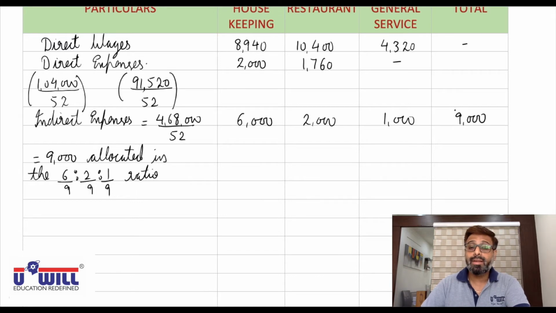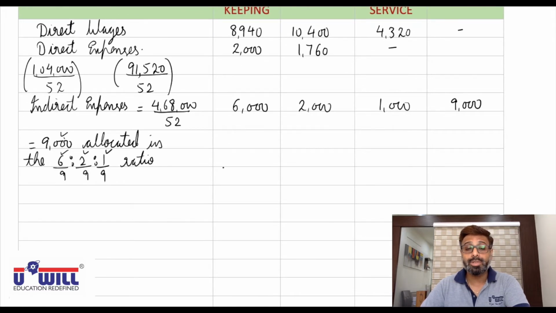I repeat, 9,000 in the ratio of 6:2:1. So 9,000 into 6/9, 6,000. 9,000 into 2/9, 2,000. And 9,000 into 1/9, 1,000.